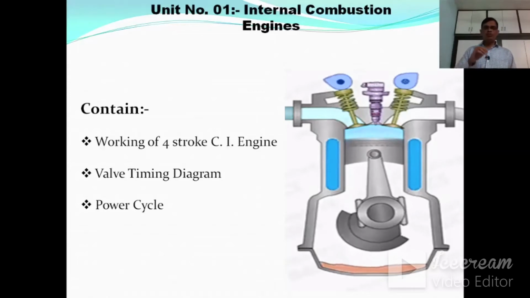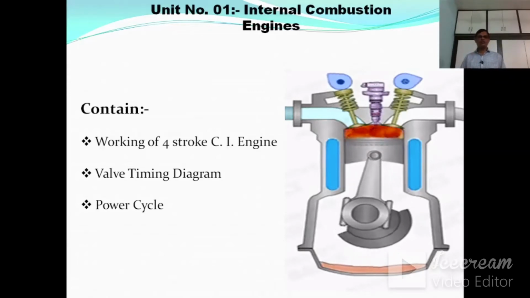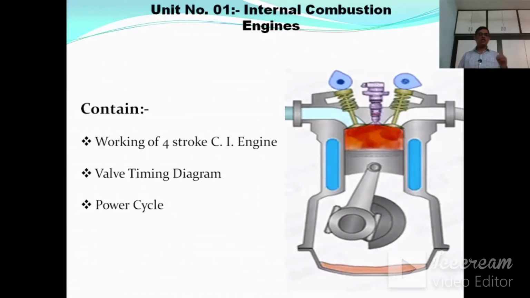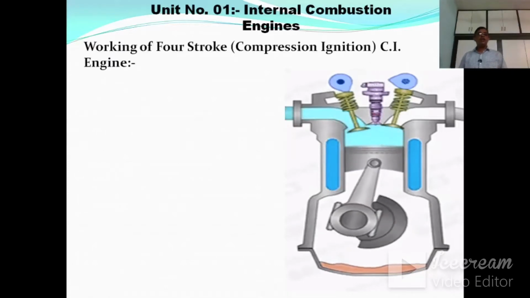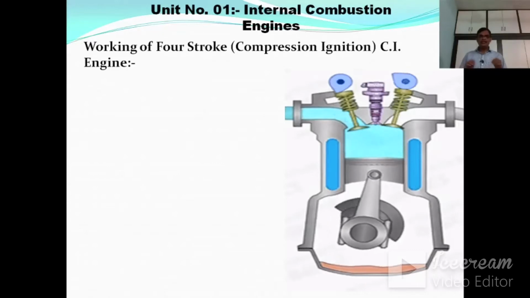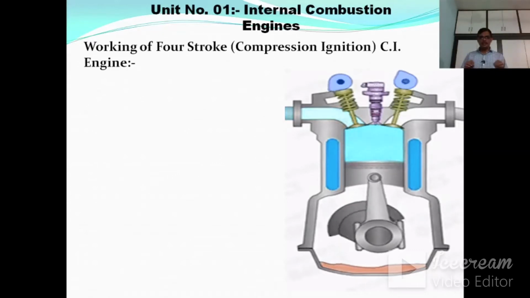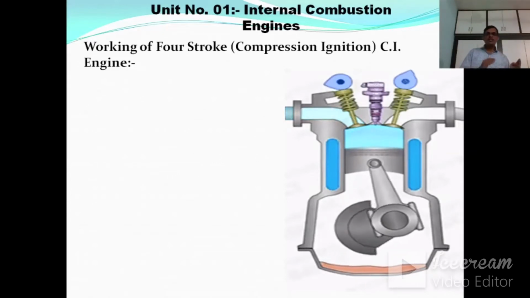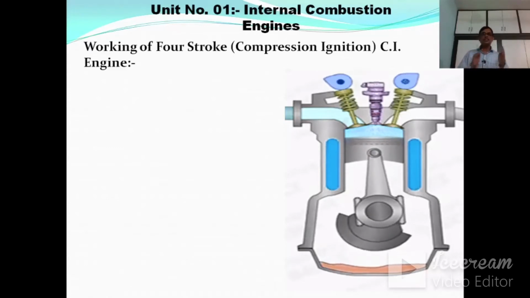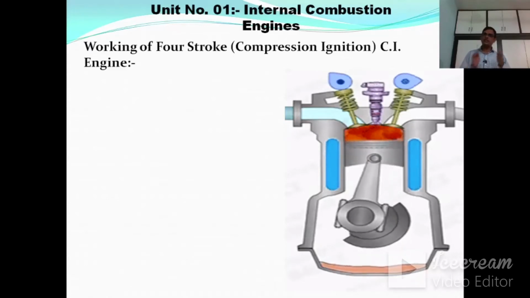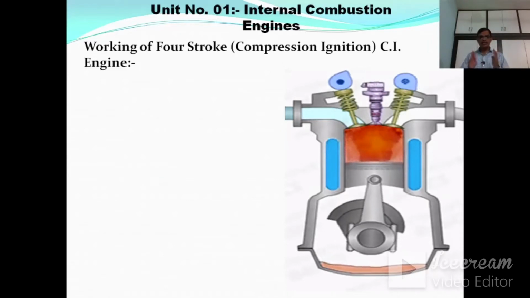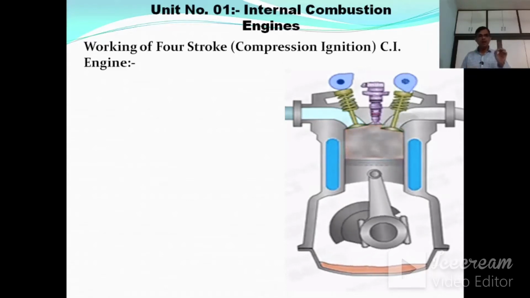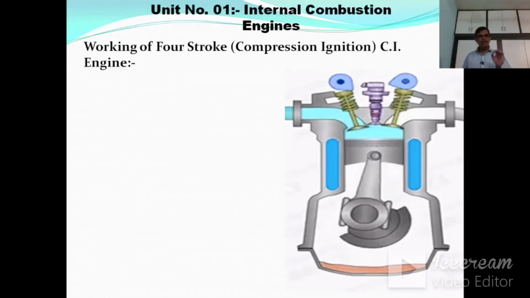Today's first topic is the working of the 4-stroke CI engine. CI means compression ignition. Last time we discussed the SI engine, that is spark ignition. Spark ignition means a spark plug is provided in the IC engine, hence it is called the spark ignition engine.